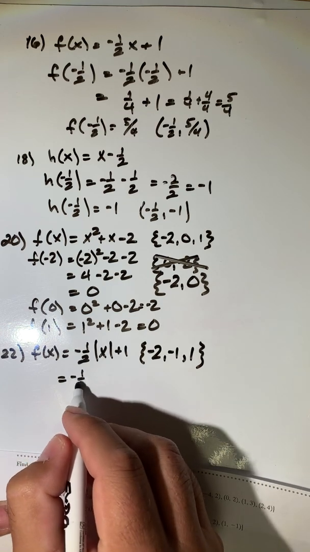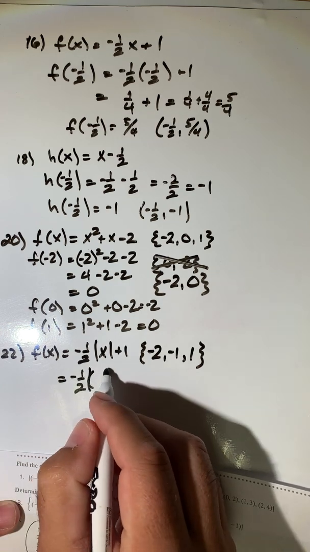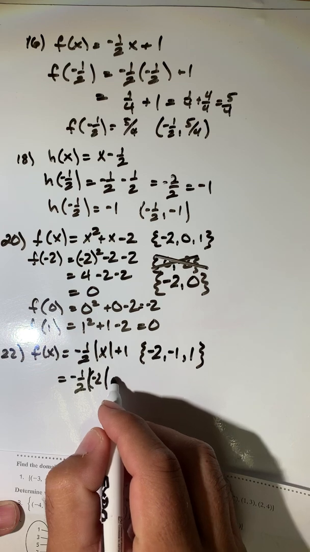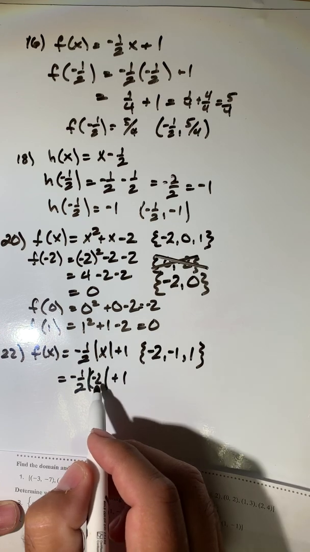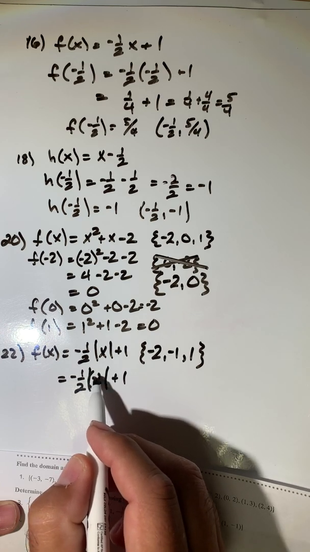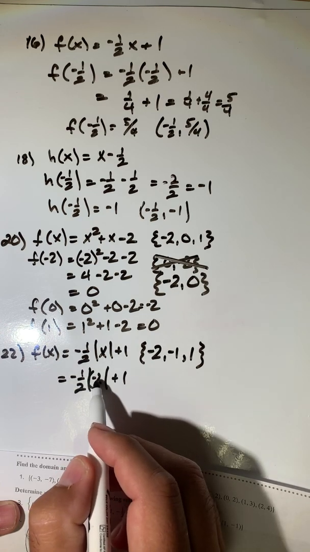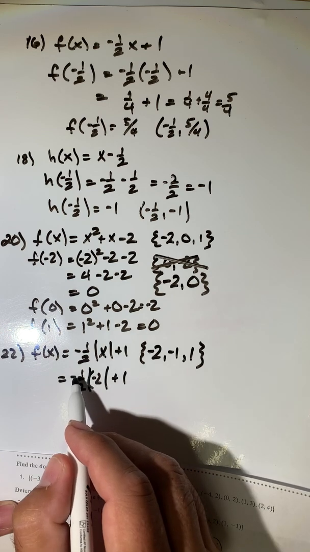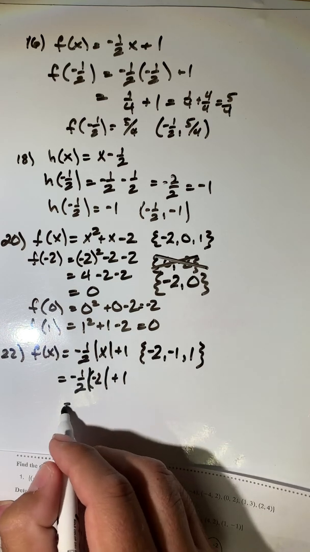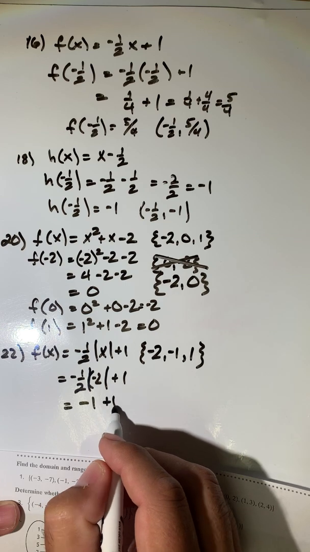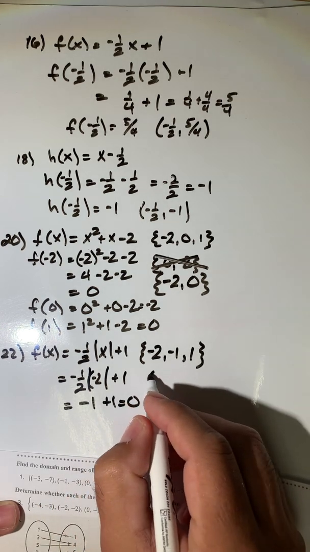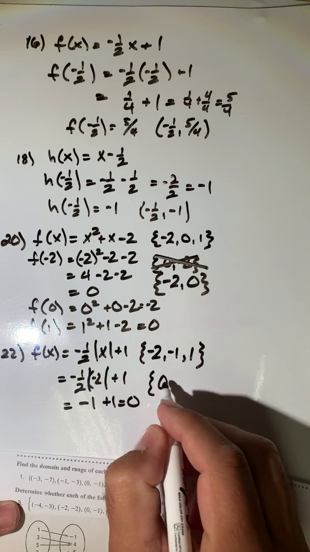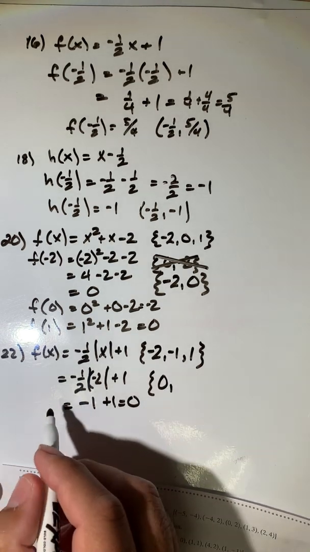So I get negative 1/2 times the absolute value of negative 2, plus 1. Remember, the absolute value is just the distance that this number is from 0, and distance is always positive. So how far is negative 2 from 0? That's 2. So it's 2 times negative 1/2, which is negative 1. Negative 1 plus 1 is 0. So I plugged in negative 2, I got out 0. So there's part of the range. And now I'm going to do the same thing.